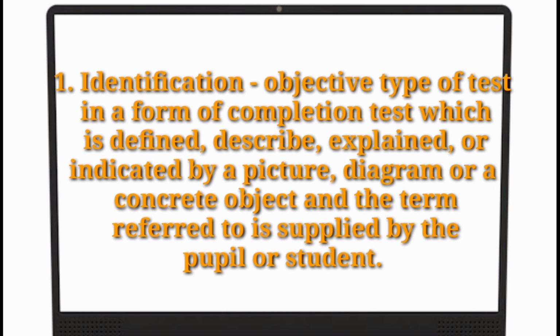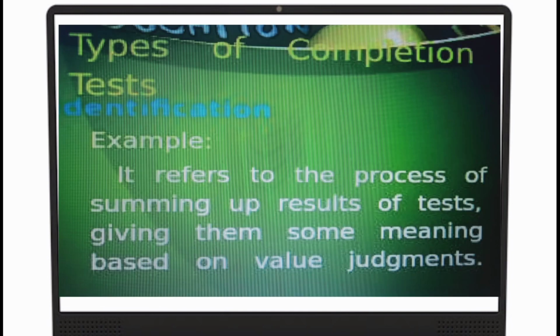Let us all study the given example of identification type of test. It states here that it refers to the process of summing up results of tests, giving them some meaning based on value judgments. So in here, we are identifying the process of summing up the results of the test. So that is the first type of completion test, which is the identification.